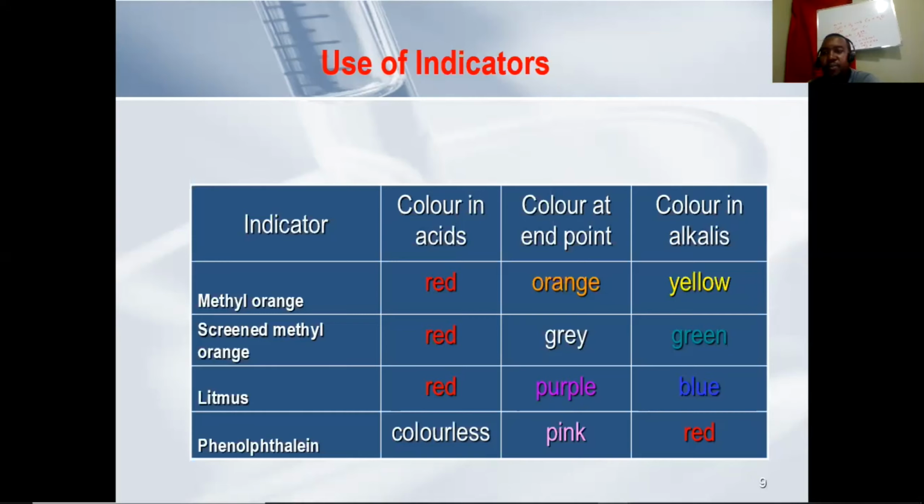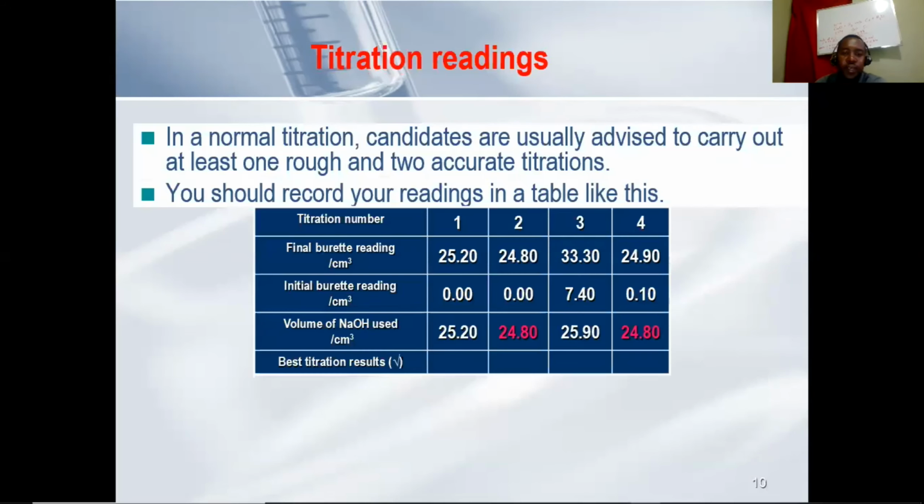If it's litmus, we look for purple. And if it's phenolphthalein, we look for the pink color, right? So that's the reason why we add it drop by drop. And once we're doing it drop by drop, we normally stir the flask to ensure that we haven't reached the end point as yet. All right, so in doing titration, we normally do one original reading, which is normally called the rough titration. This is just to ensure that you're doing the steps right, and you're going to compare that value with your other ones.